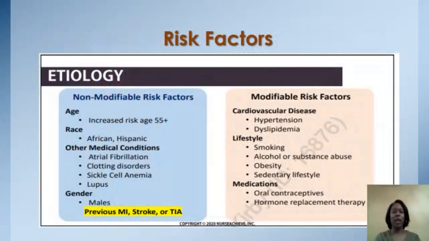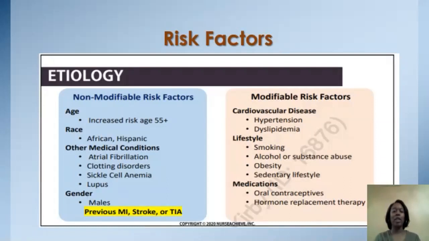So there are risk factors that can be modified and there are risk factors that are not able to be modified. So let's talk about the non-modifiable risk factors. So age plays a factor. If you are 55 or above, you are at higher risk for a stroke. Race plays a factor. Minorities, especially African Americans, Hispanics, and Native Americans are also at higher risk for a CVA.